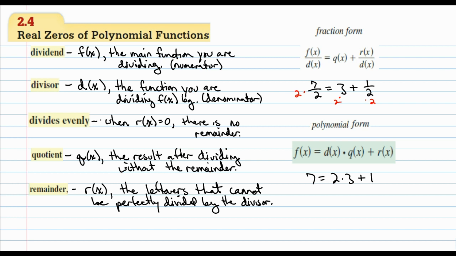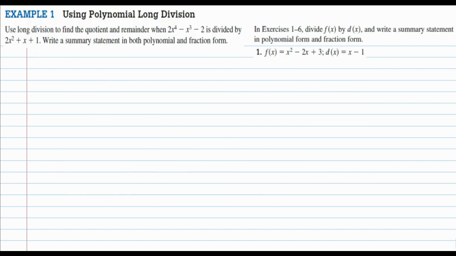Okay, when a function divides evenly, this vocabulary word in here, that means when your remainder is 0. So r of x equals 0, then a function divides evenly. So let's look at example 1, polynomial long division.